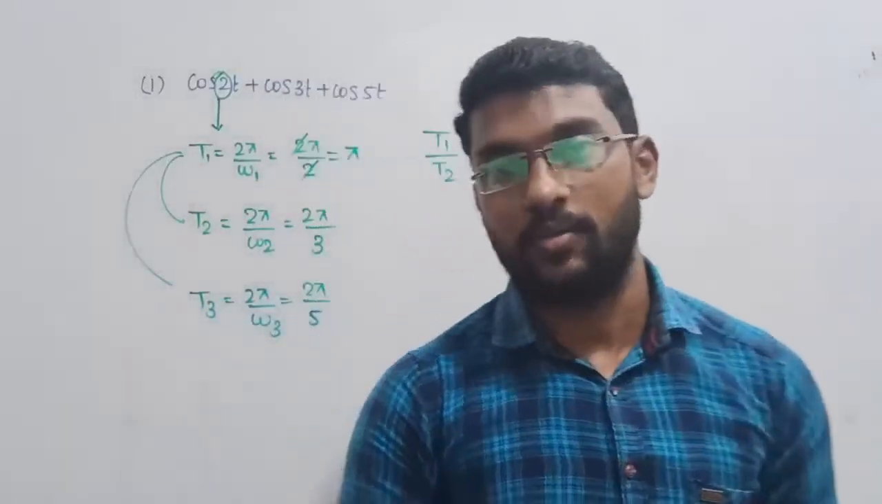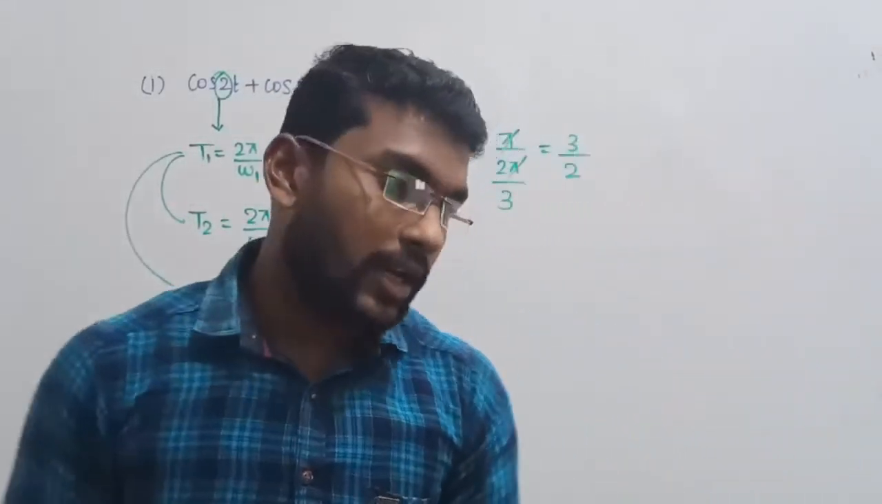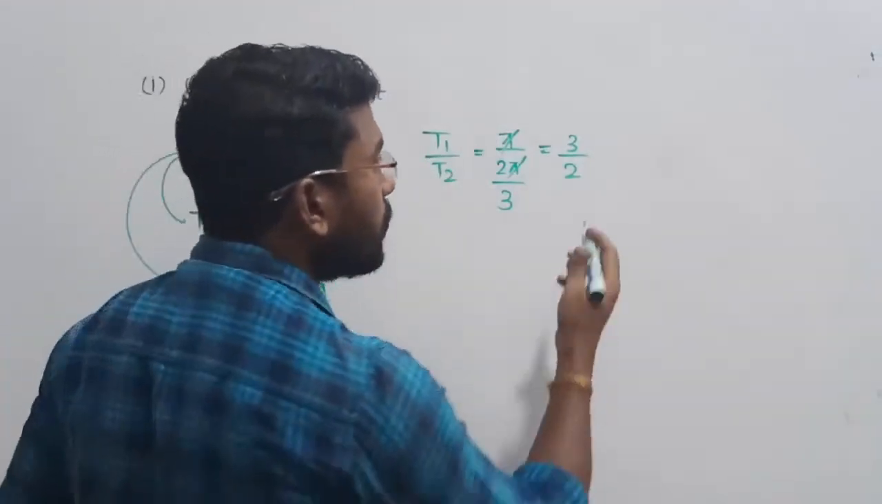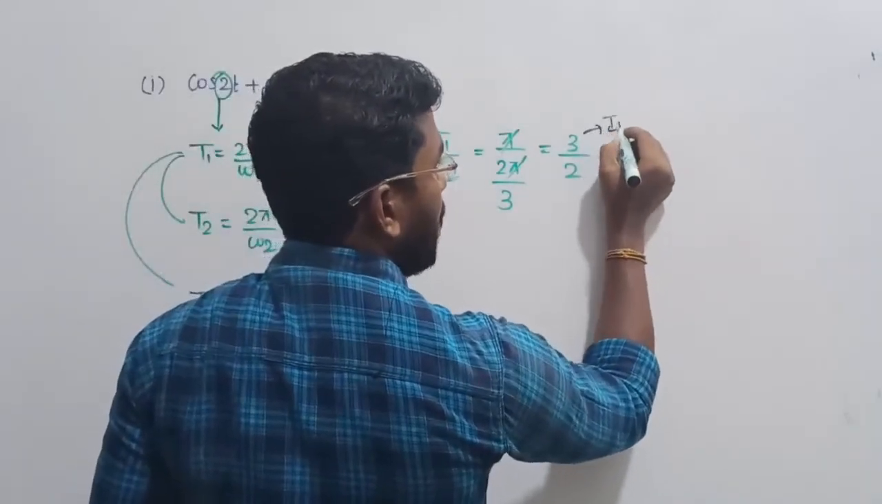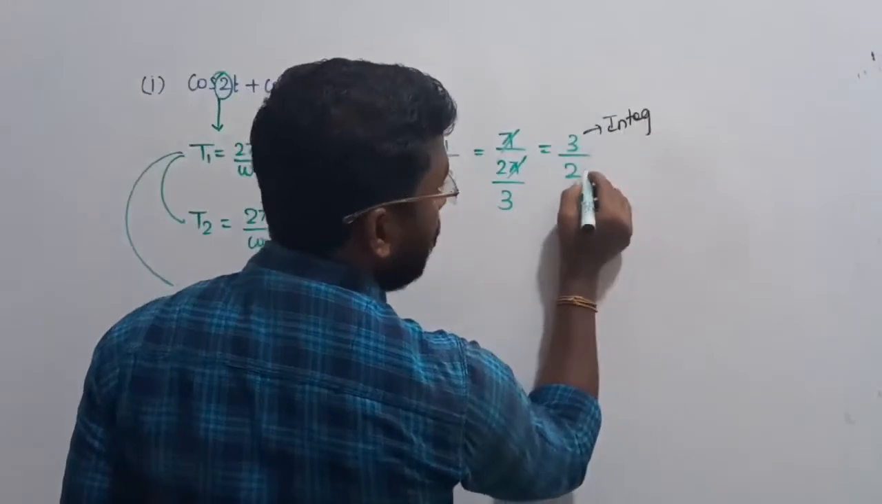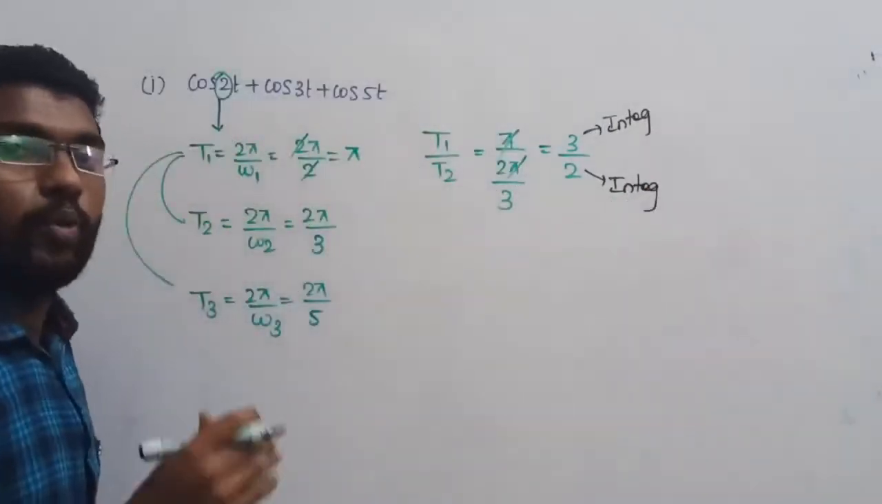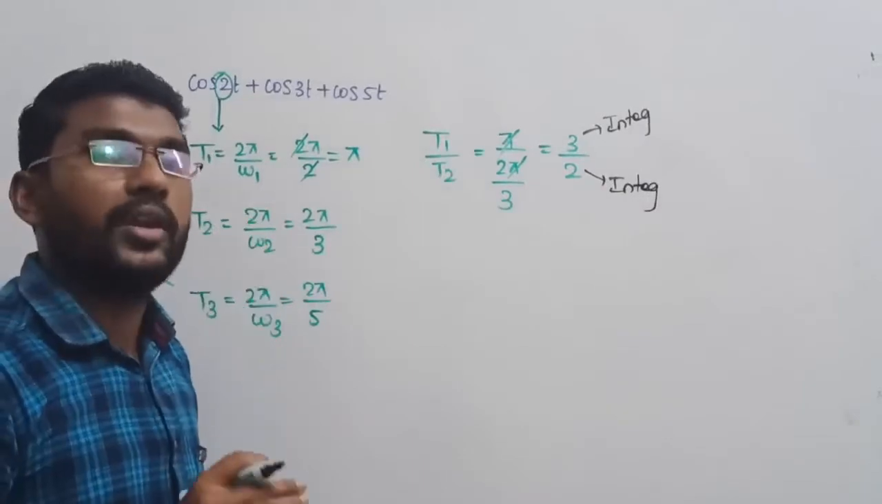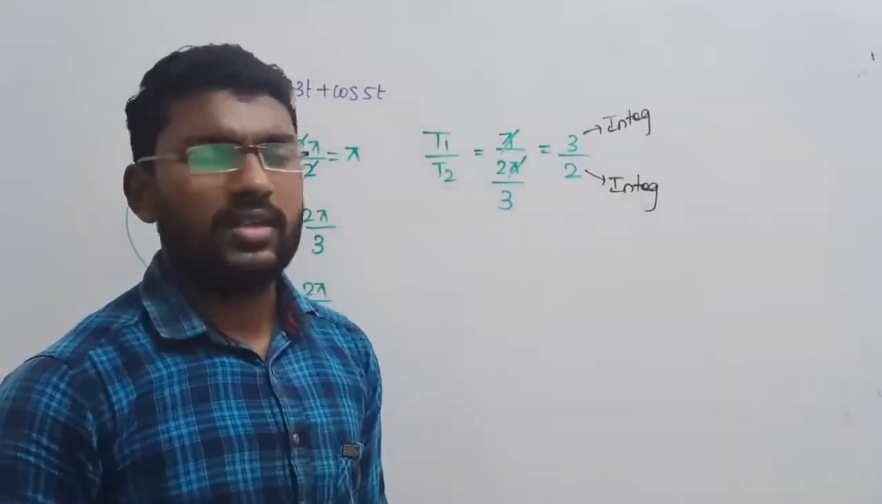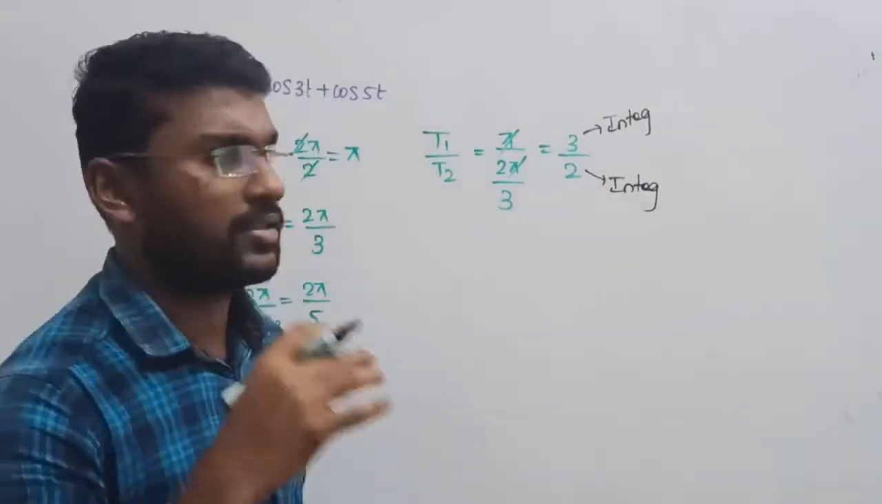Yes, it is a rational number. Why is it called a rational number? If the numerator and the denominator are both integers, then it is called a rational number. That's all. If both the denominator and the numerator are integers, then it is called a rational number. All the rest of the combinations are said to be irrational.